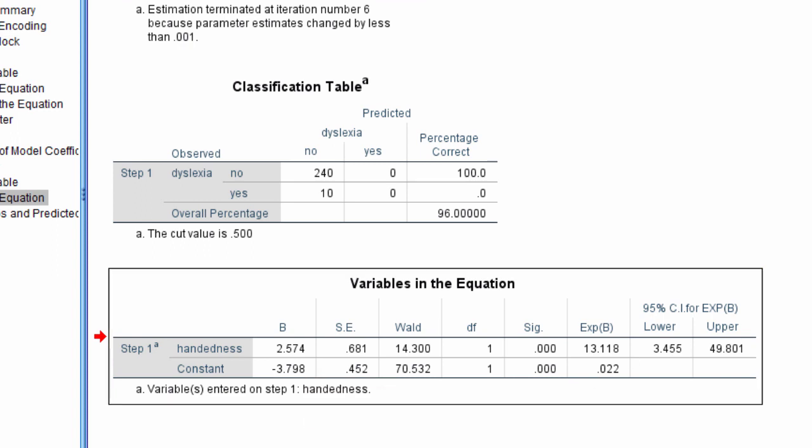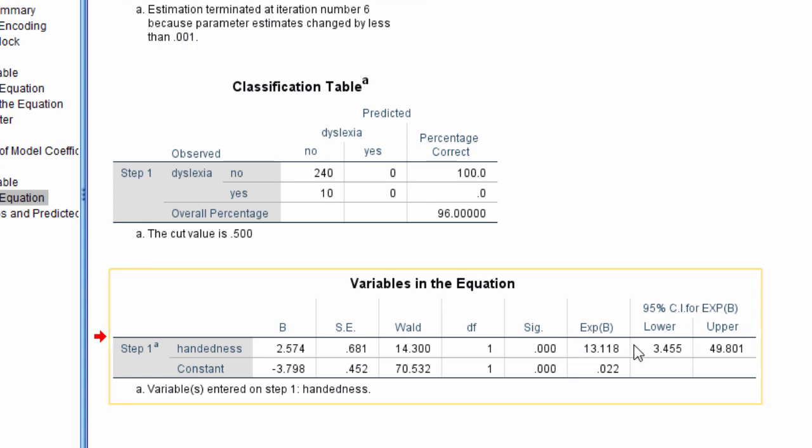So that is a basic logistic regression, bivariate in nature, just one independent variable scored on a dichotomous scale, and a dependent variable scored on a dichotomous scale. And in this case, there does seem to be a much greater likelihood, on the basis of the odds ratio, of being diagnosed with dyslexia if a person is left-handed.